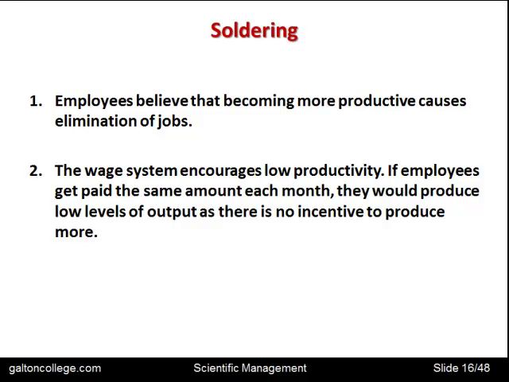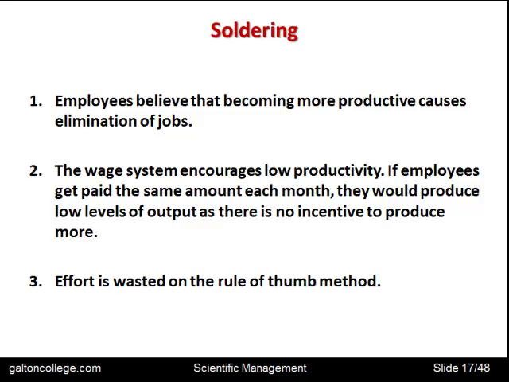The wage system encourages low productivity. If employees get paid the same amount each month, they would produce low levels of output as there is no incentive to produce more. If they're getting the same every month, then why work harder? There's no incentive to work harder.